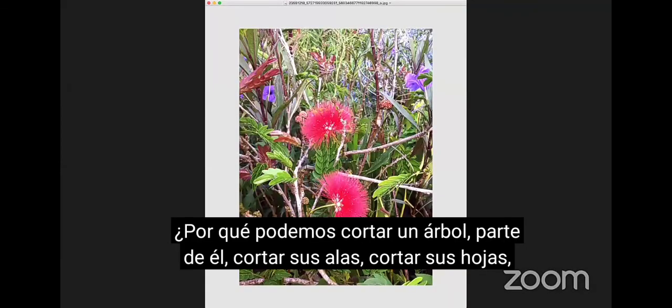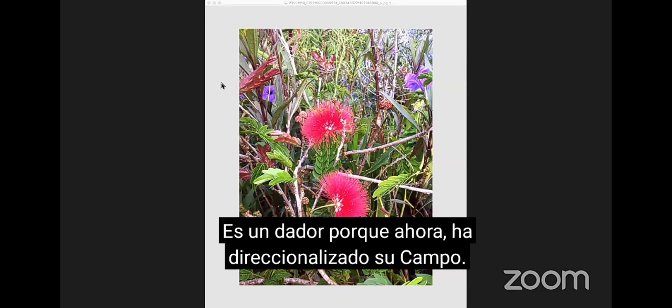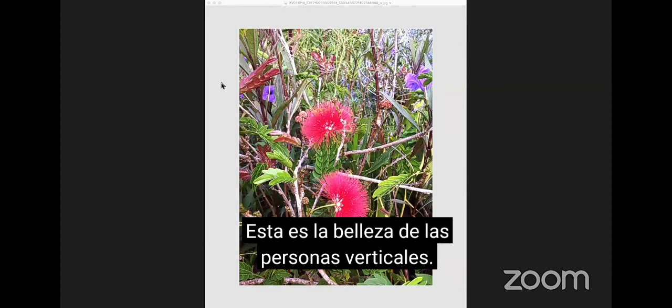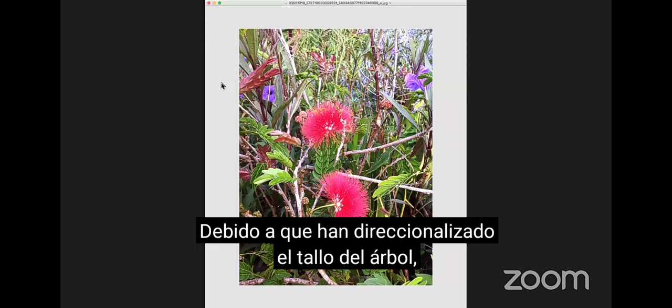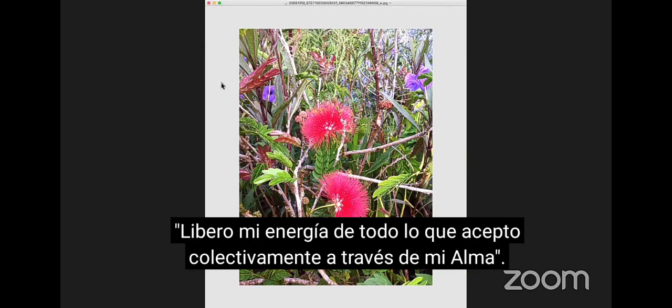Why can we cut a tree, part of it, cut its wings, its leaves, its branches, and it still lives, and it gives more? It's a giver, because now it has directionalized its field. This is the beauty with the vertical people, because they have directionalized the stem of the tree. The trunk of the tree is where I release my energy from whatever I accept collectively through my soul.